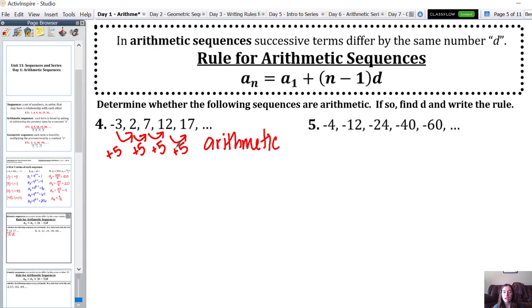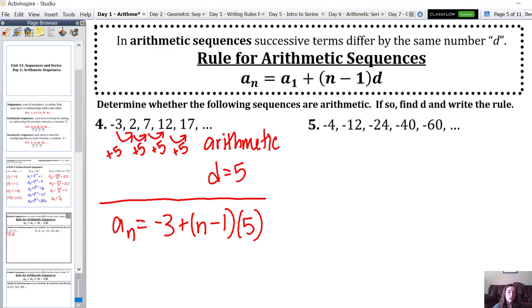And that number that we added every single time, that's our value of d. So here d is 5. If we were subtracting the same number, it would be a negative. But since we're adding, d is a positive 5. So then our rule, if we were to find some value of n, a sub n, would be the very first number in our list, a sub 1, plus whatever placement number you're looking for, minus 1, times that value of d, and this is the rule for this arithmetic sequence.